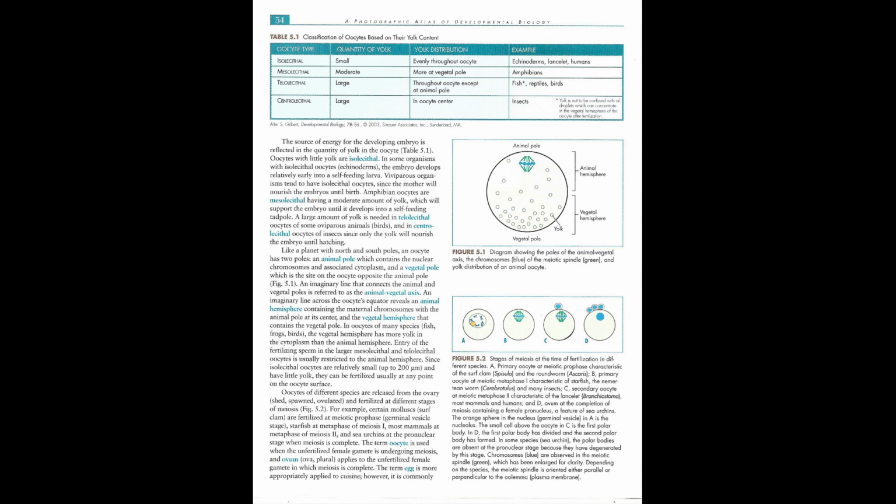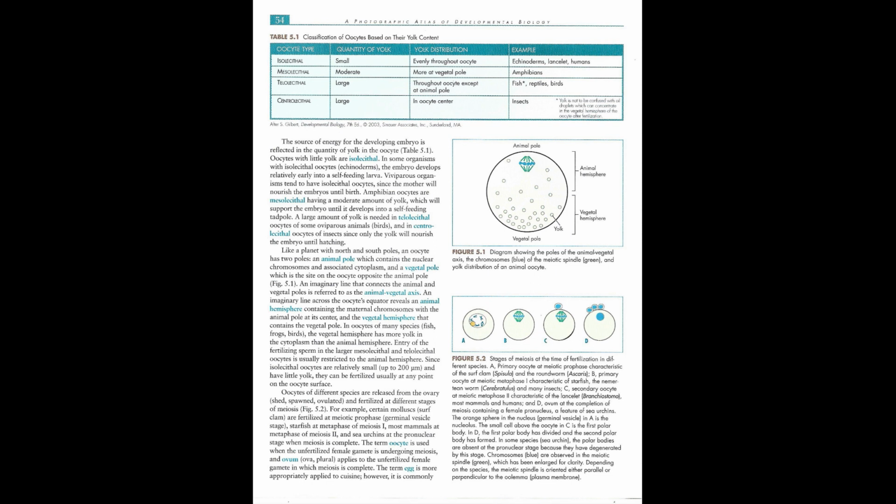In oocytes of many species, fish, frogs, birds, the vegetal hemisphere has more yolk in the cytoplasm than the animal hemisphere. Entry of the fertilizing sperm in the larger mesolecithal and telolecithal oocytes is usually restricted to the animal hemisphere. Since isolecithal oocytes are relatively small, up to 2 µm, and have little yolk, they can be fertilized usually at any point on the oocyte surface.